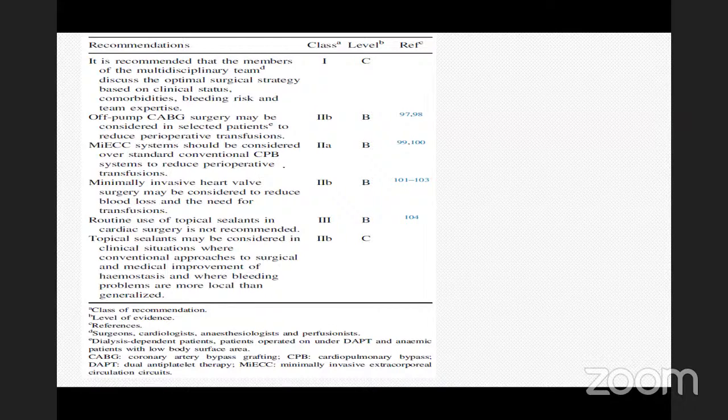Minimally invasive heart valve surgery may be considered to reduce blood loss and the need for transfusion. This is class 2B, level B. Routine use of topical sealants in cardiac surgery is not recommended. This is class 3, level B. Topical sealants may be considered in clinical situations where conventional approaches to surgical and medical improvement of hemostasis have failed, where the bleeding problem is more local than generalized. This is class 2B, level C.